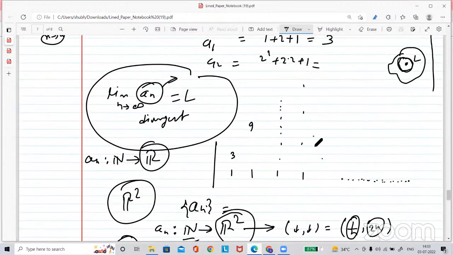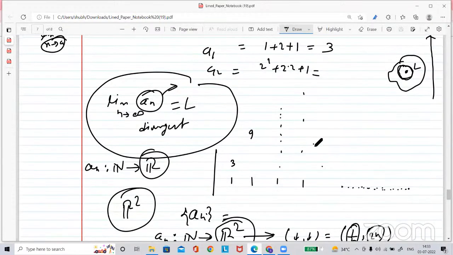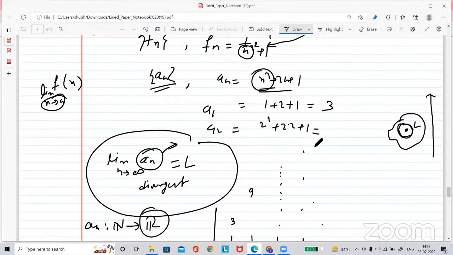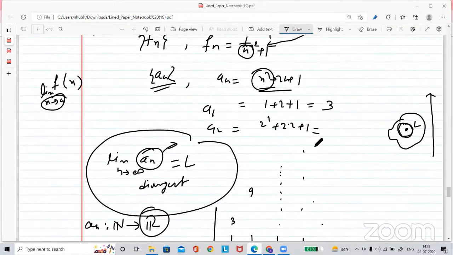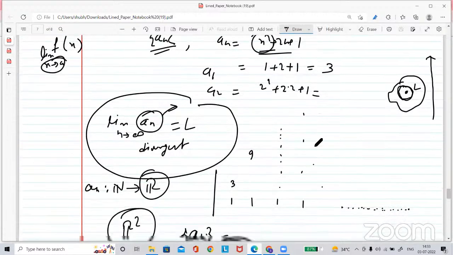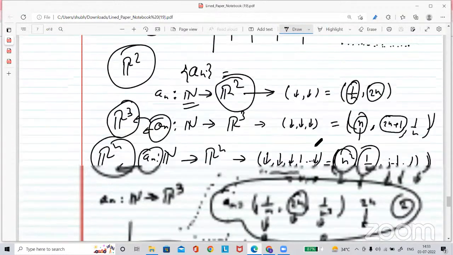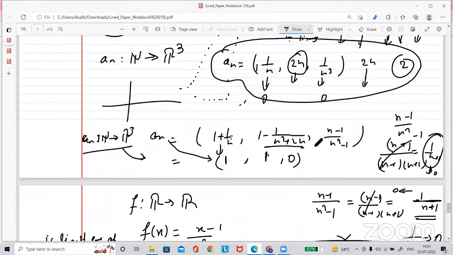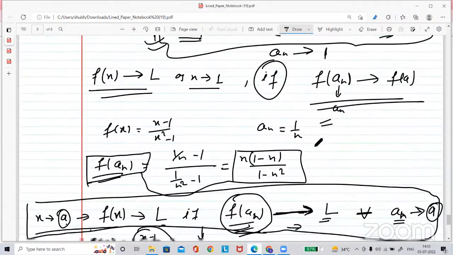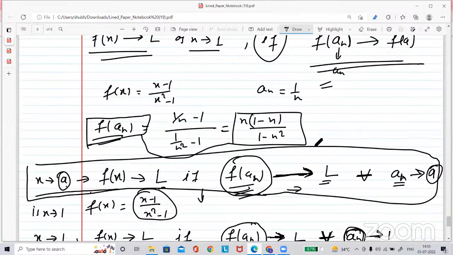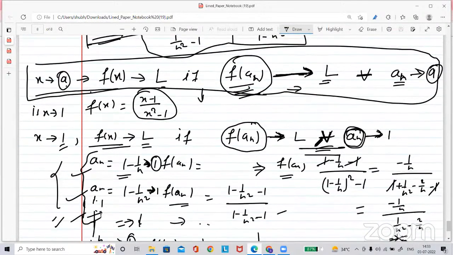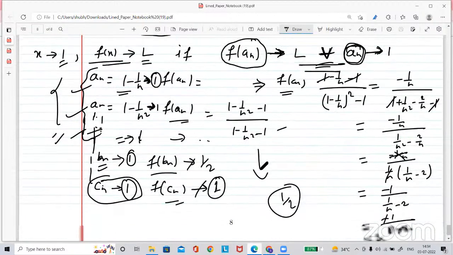In that session, I very slowly and neatly discussed what a sequence in Rn is, what it means to be a sequence in Rn, what divergent is, and what the limit of a sequence is. So this is all we discussed in the previous session. What remains is the limit of a function, where we discussed something but stopped.